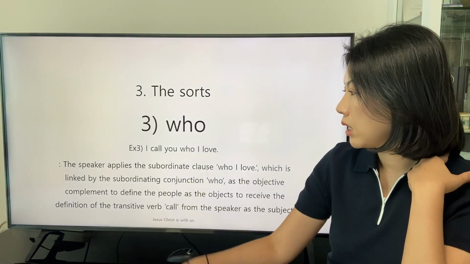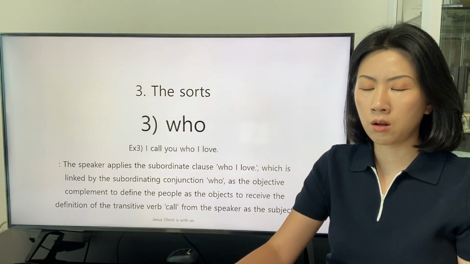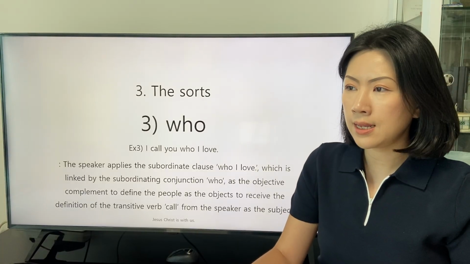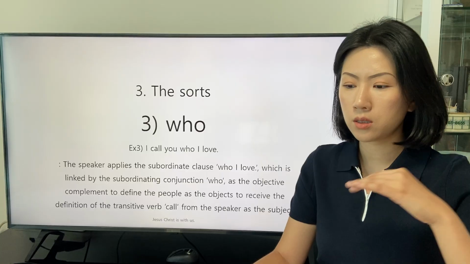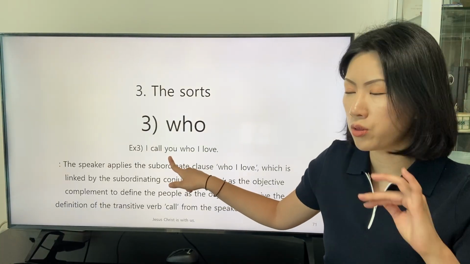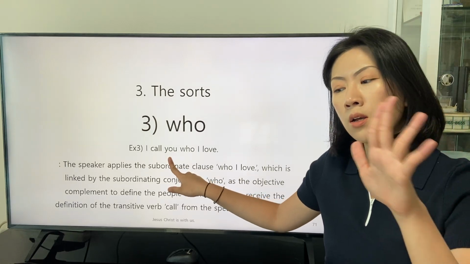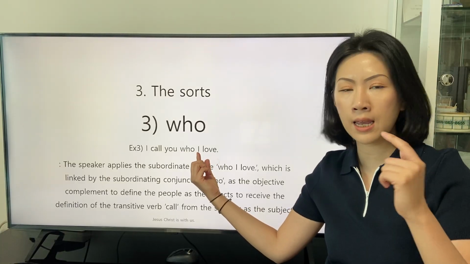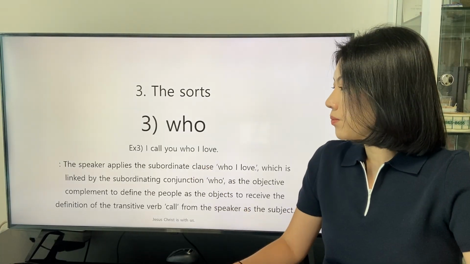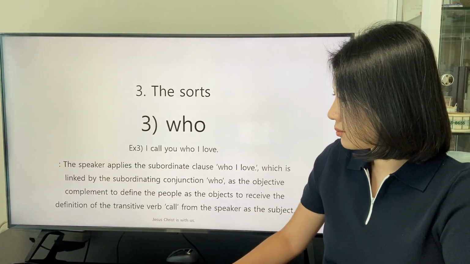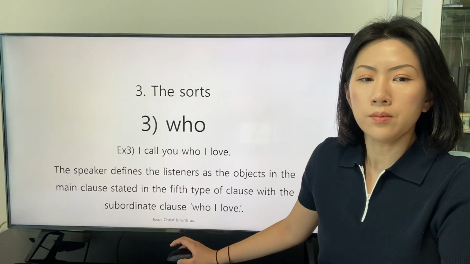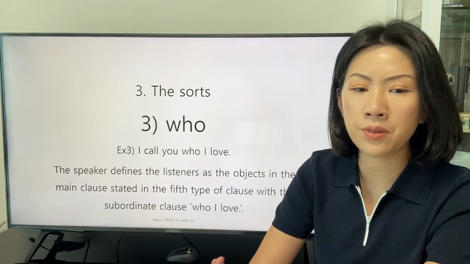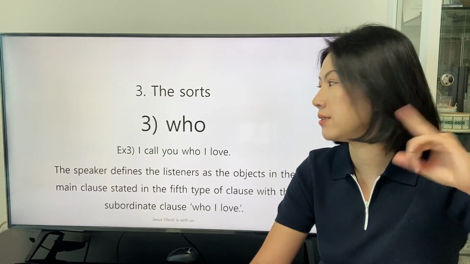In this explanation, we can say that the speaker intends to describe the object, who are the listeners, in a subordinate clause that has the subject and the transitive verb. The speaker defines the listeners as the object in the main clause, stated in the fifth type of clause, with the subordinate clause who I love.